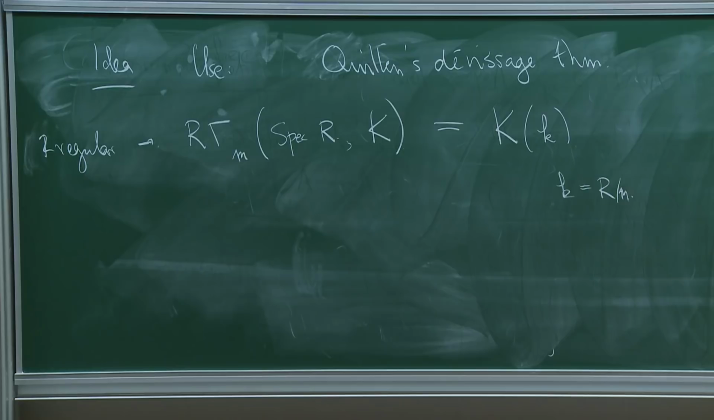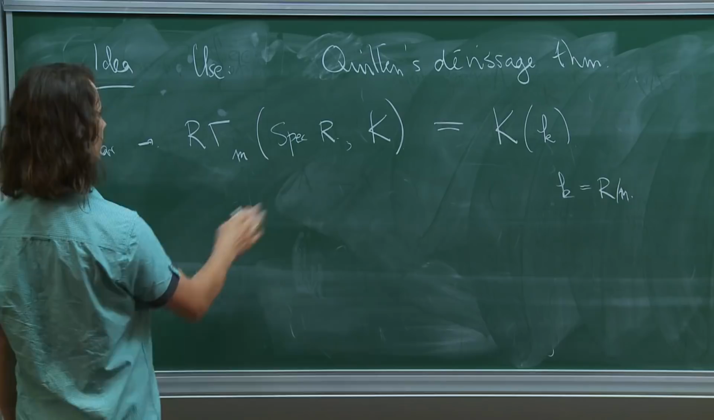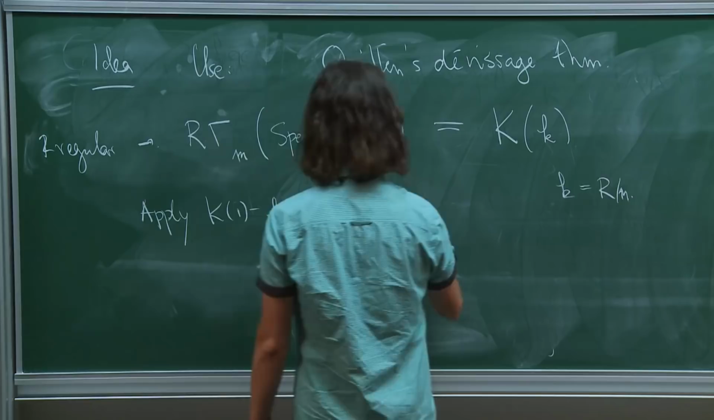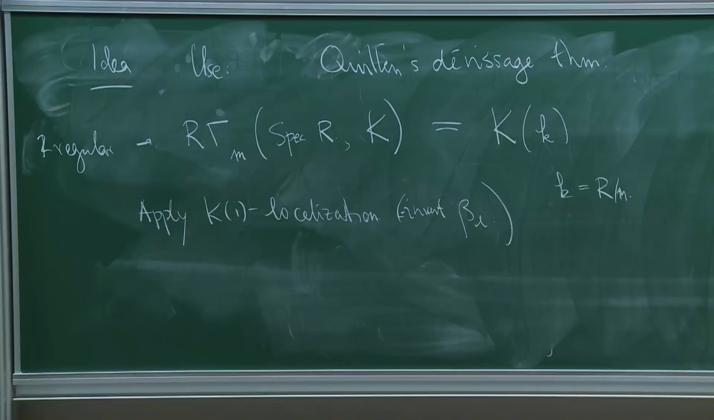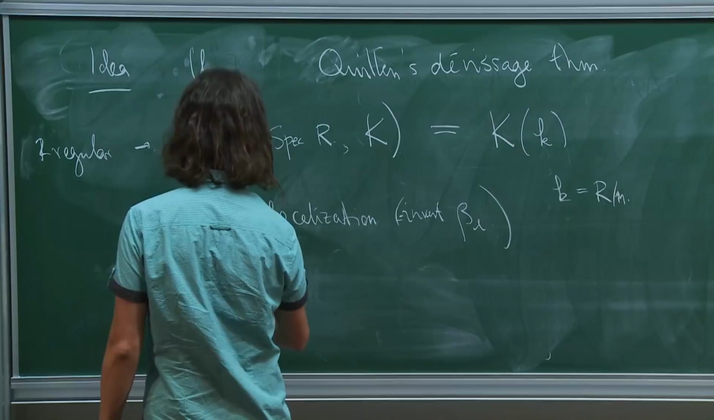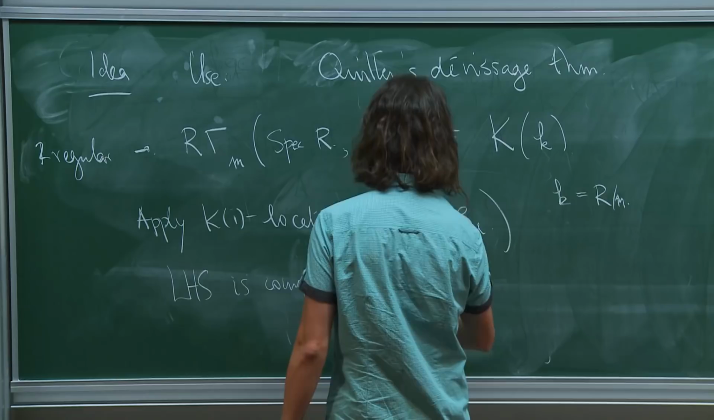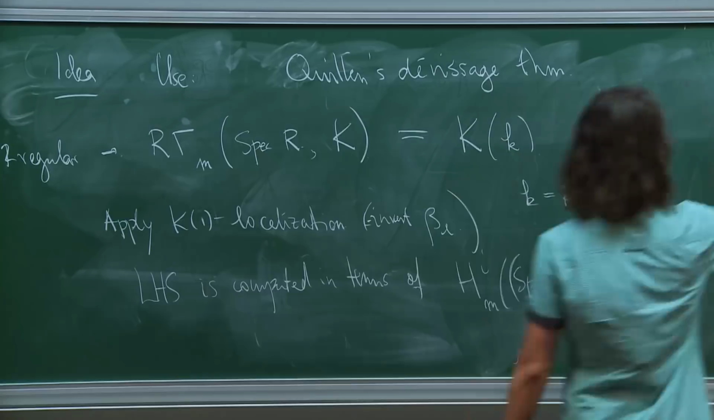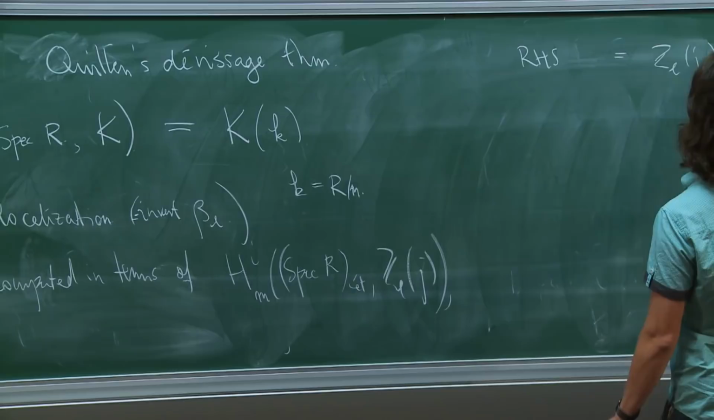But then this implies the same thing after K(1)-localization, I mean, inverting a Bott element, which you have in this case because you're strictly Henselian. And then the left-hand side is computed in terms of all the local cohomologies on the étale side of all possible Tate twists. And the right-hand side is simply Z_ℓ(j) in degree 2j.